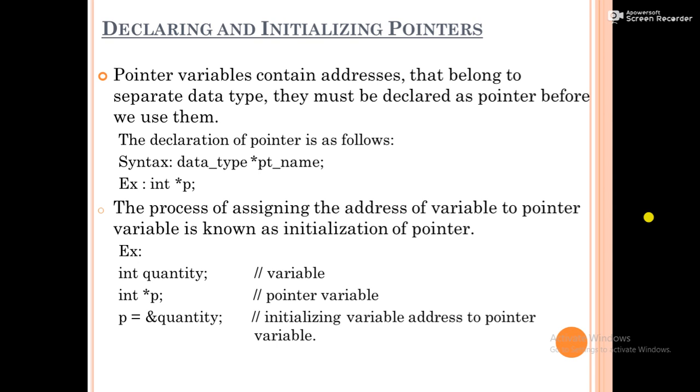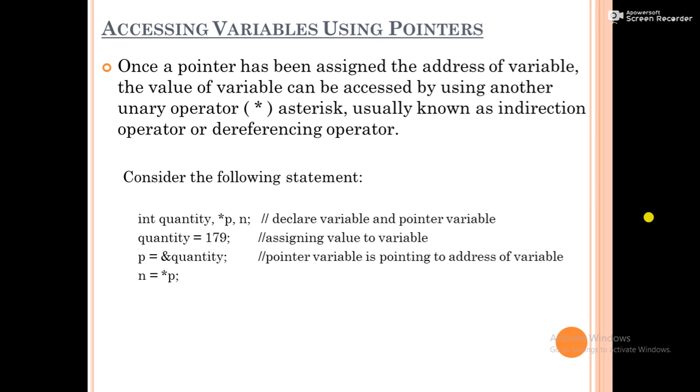Next we see how we initialize the address of a variable to the pointer variable. This process is called initialization of a pointer. Let's take an example: int quantity; this is a normal variable. Next, int *p means this is a pointer variable. The next statement initializes the address of the quantity variable to the pointer variable using the ampersand symbol.